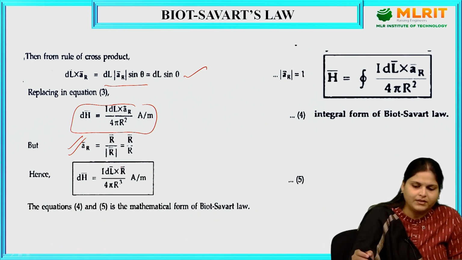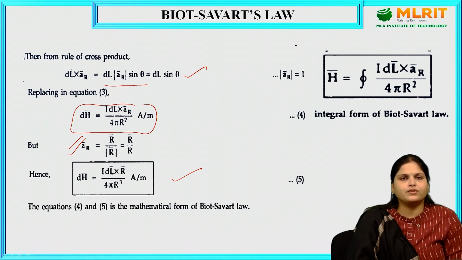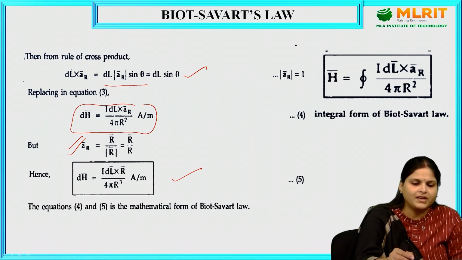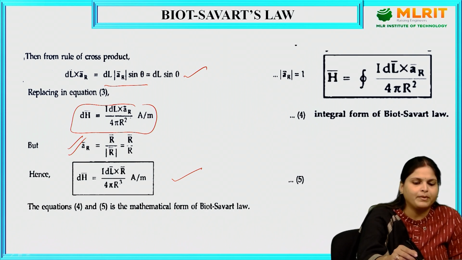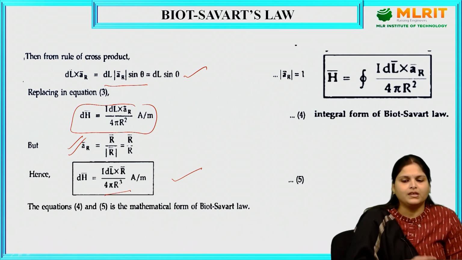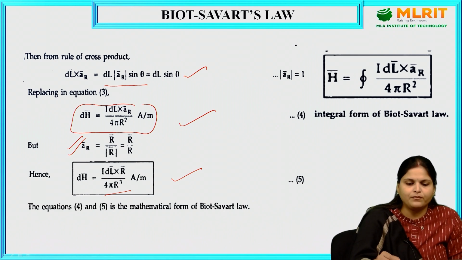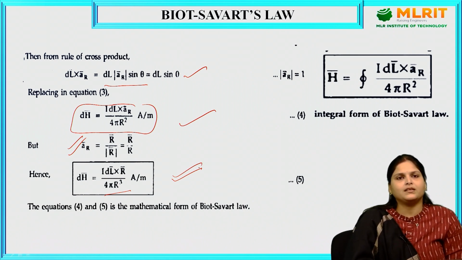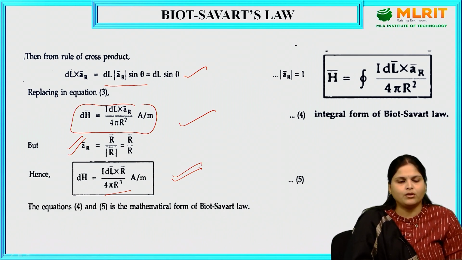And if you see this equation, dH is equal to I dl cross R upon 4 pi R cube, because we are putting R upon this mod R in place of this aR. So, this becomes R upon 4 pi R cube. So, these two equations, equation number 4 and equation number 5, are the mathematical form of BIOT-SAVART'S law.